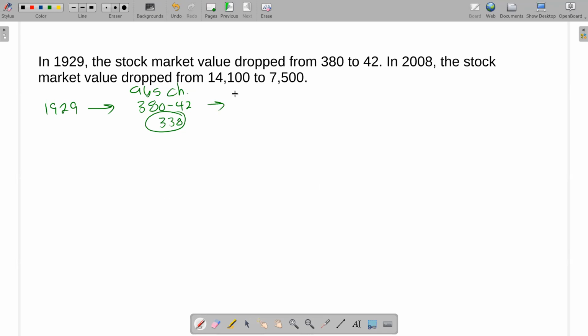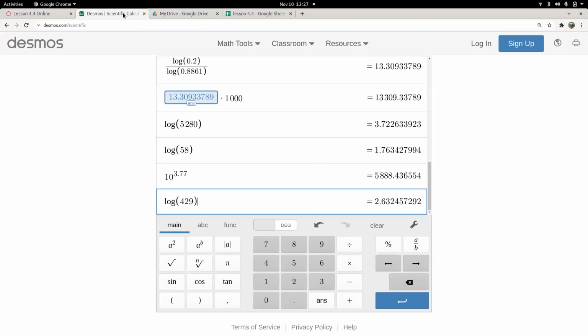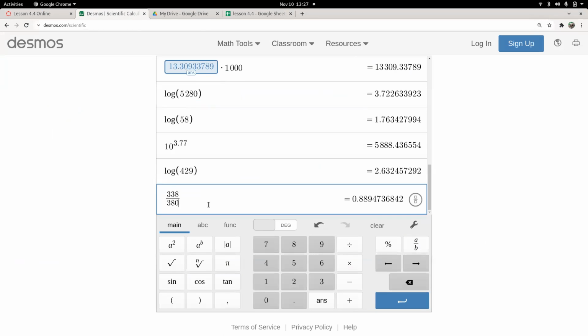Relative change, or percent change. That means take the 338 out of what you started at. So we dropped 338 out of 380. What is that as a percentage or as a decimal? Let's check that on a calculator. 338 divided by 380, and I get about 88.9%, 0.889.